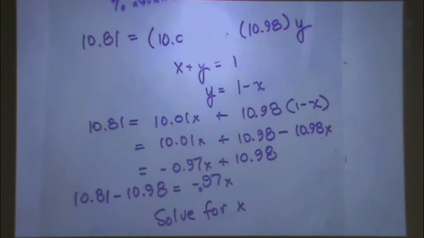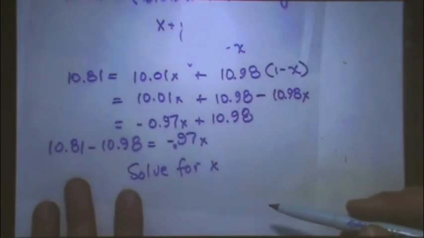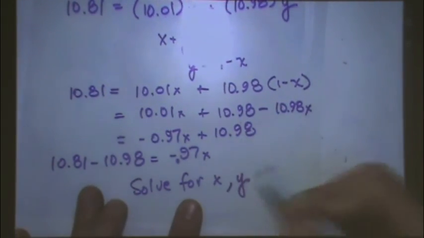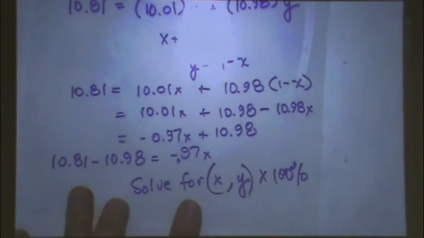Are x and y my answers? No. What do I need to do to x and y? Multiply by 100, because I need the percents. Okay, so once I find it, solve for x and y, and then multiply both of those by 100 to change it to a percent.